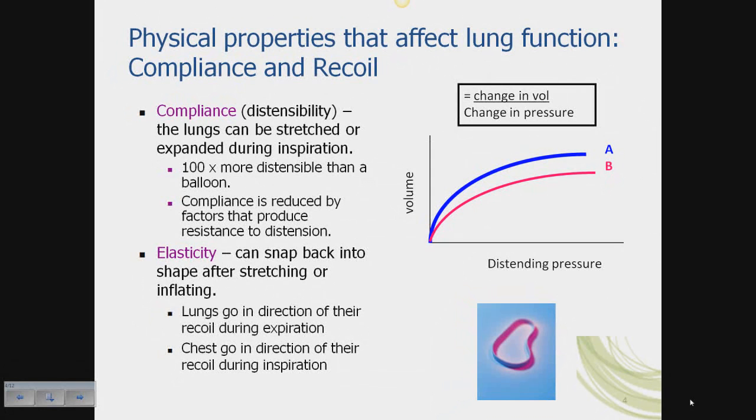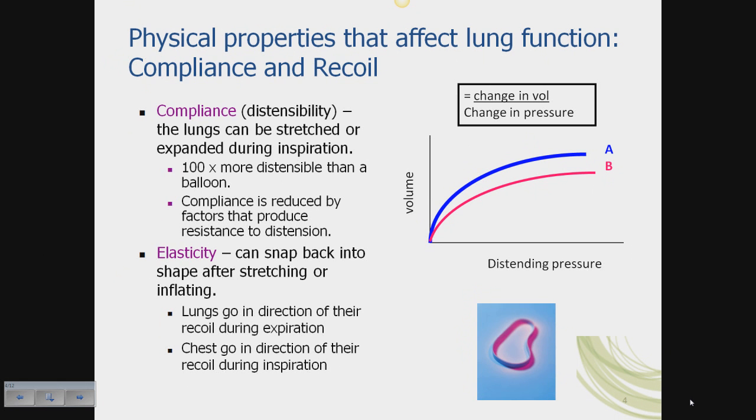Rather, we cause thoracic volume changes, and those volume changes in turn cause pressure changes in our lungs. So in order for our lungs to move with the chest wall, they need to be compliant, they need to be stretchable, they need to be distensible. But then we also need the lungs to have recoil ability. So all this comes down to compliance and elasticity.